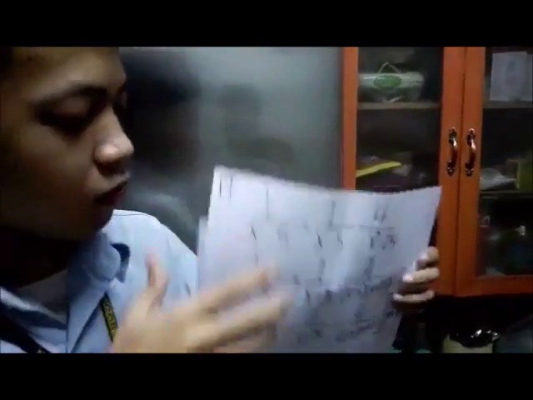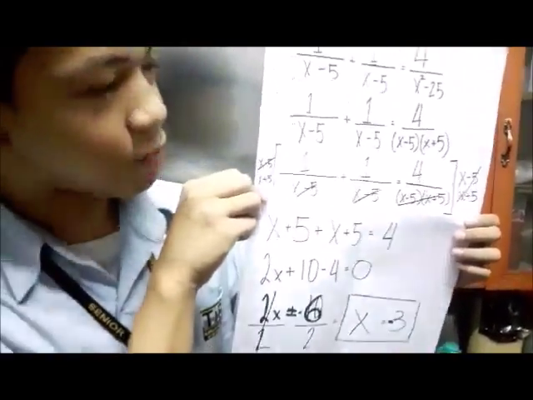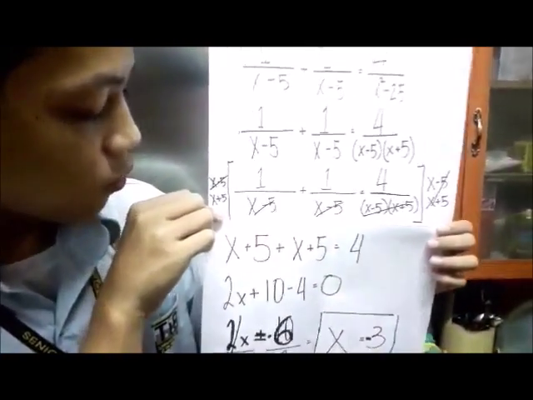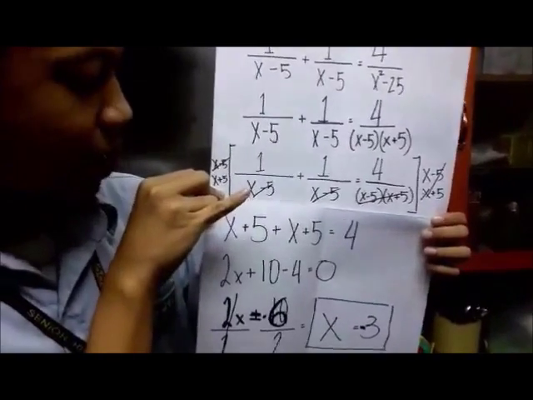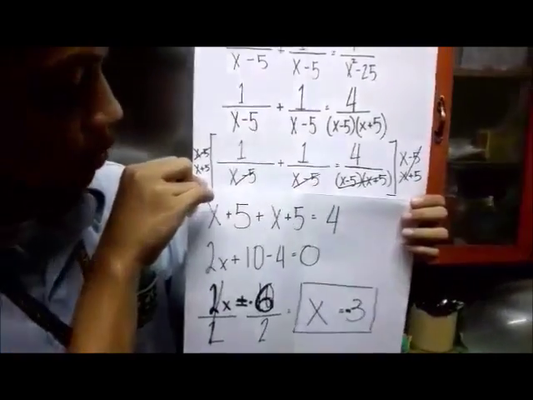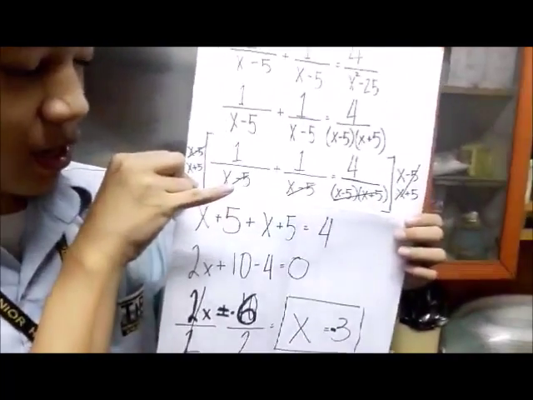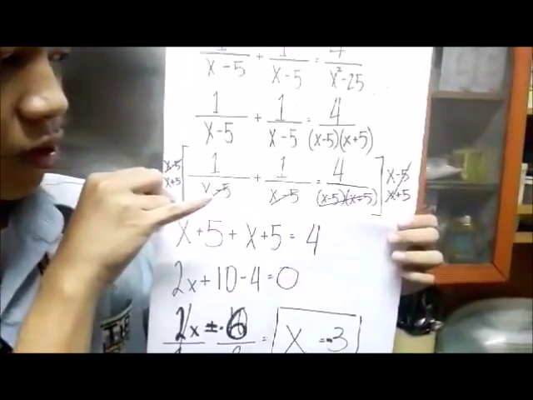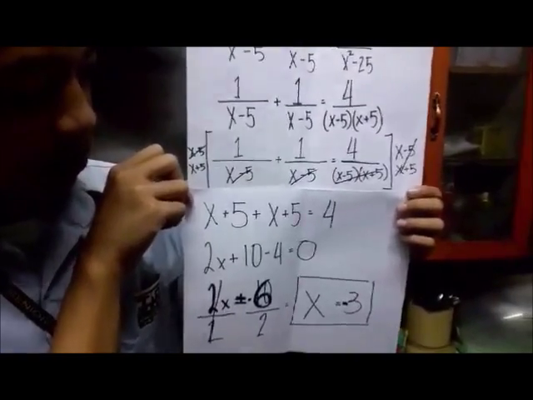So, 1 times x plus 5. So, maging x plus 5. So, sabay ganun din sa kabila. So, 1 over x minus 5, ka-cancel yung x minus 5. So, magiging plus x plus 5. Sabay, ika-cancel mo na yung x minus 5 pati x plus 5 sa denominator nung isa. So, magiging x plus 5 plus x plus 5 equals to 4.